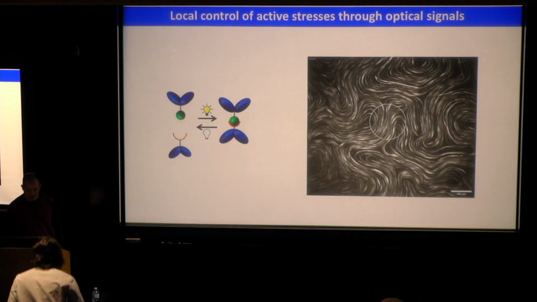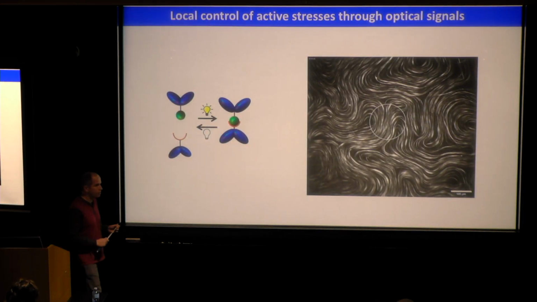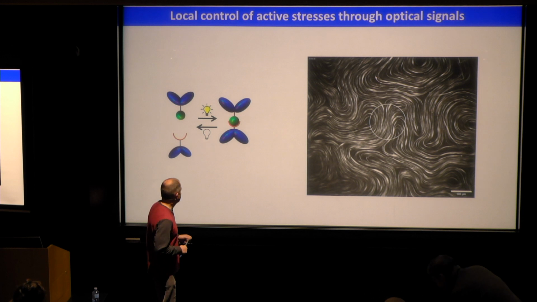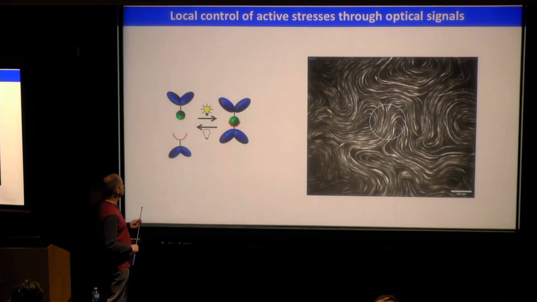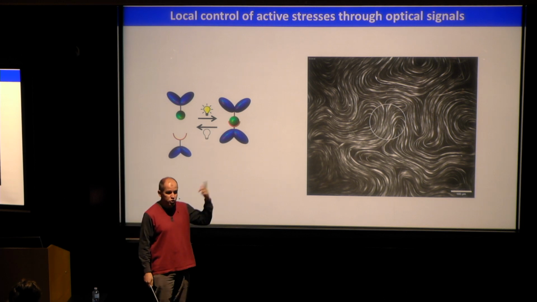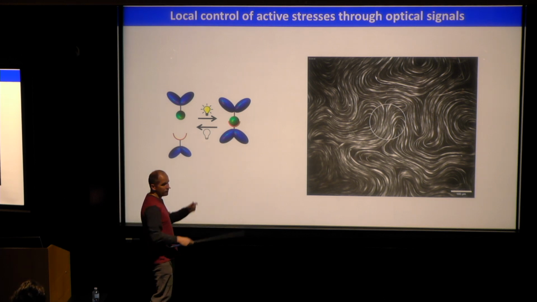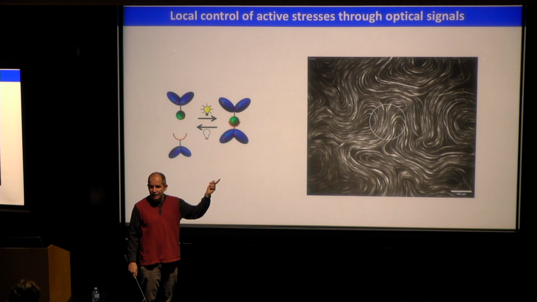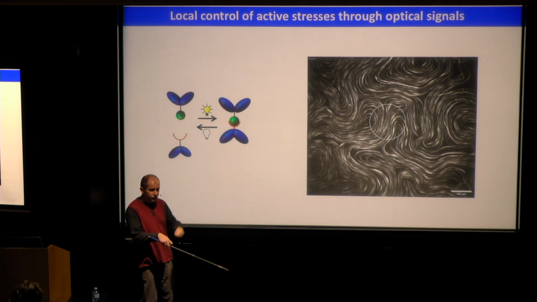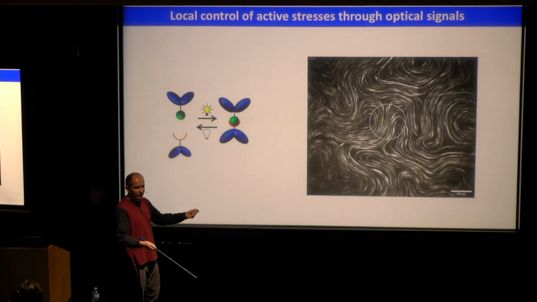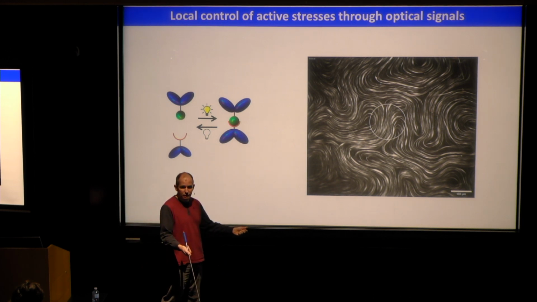So one thing that we are thinking about, and there's a group. This was not us, but there's a really talented grad student from Caltech who made these motors. And these motors, when you shine light, they dimerize and they generate an active stress. Okay. And then when you take the light off, these motors fall apart and the active stress disappears, right?